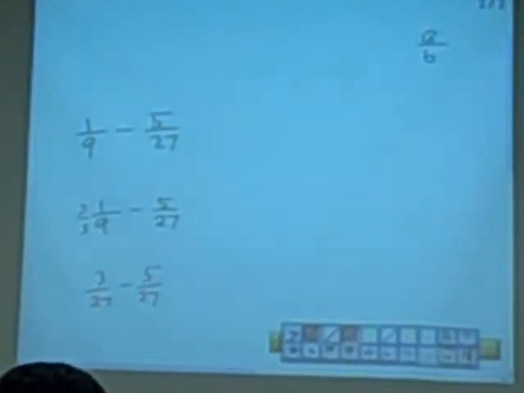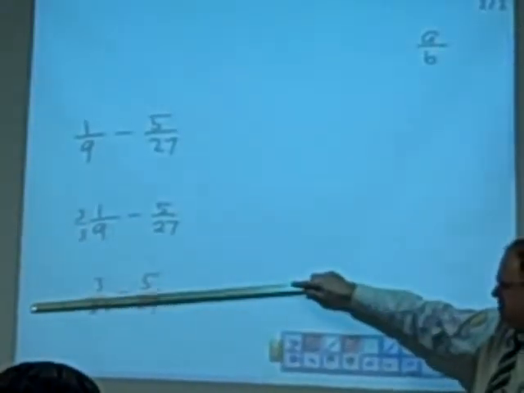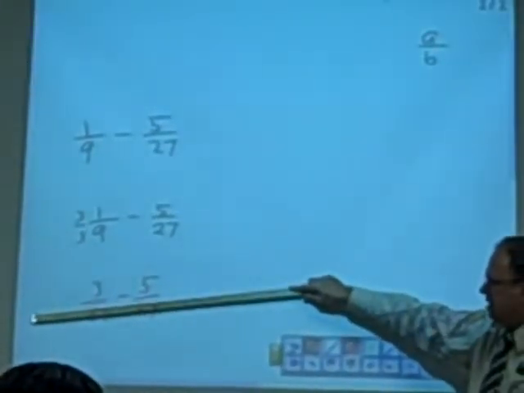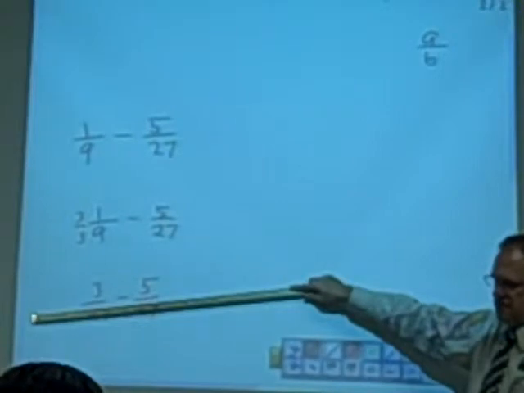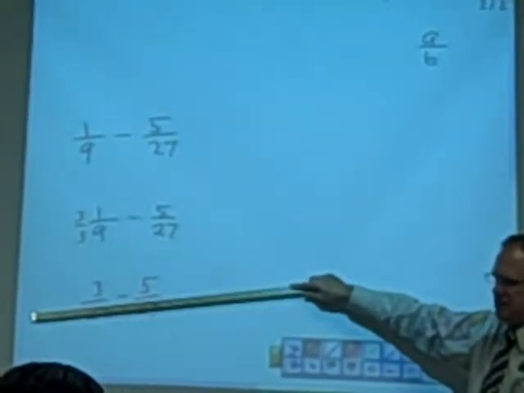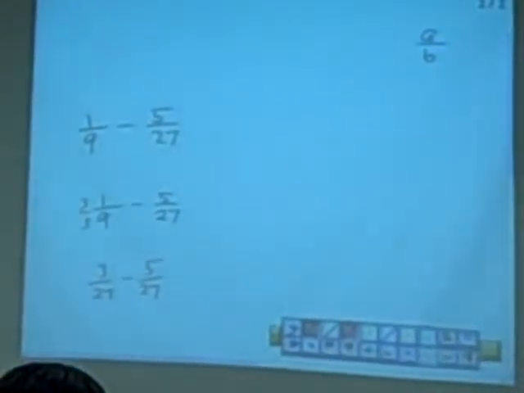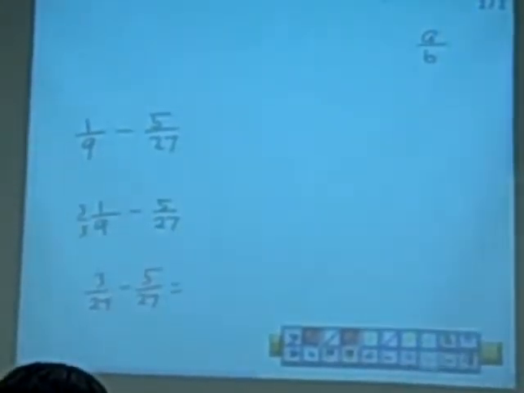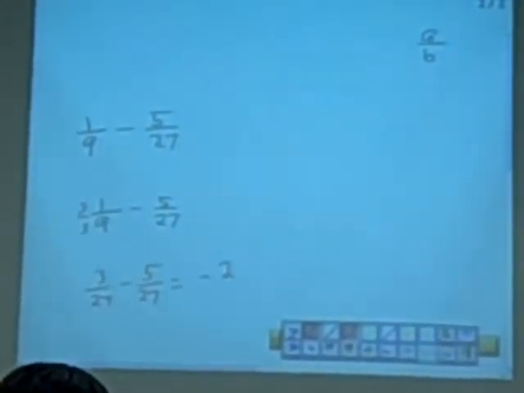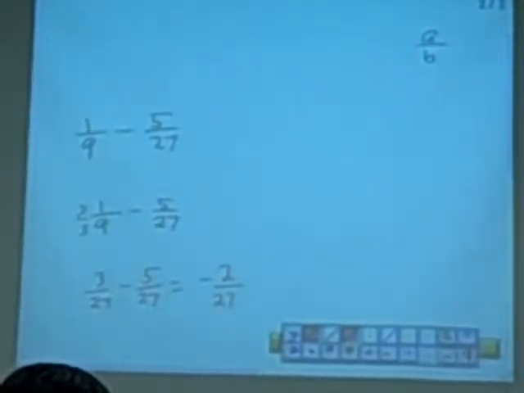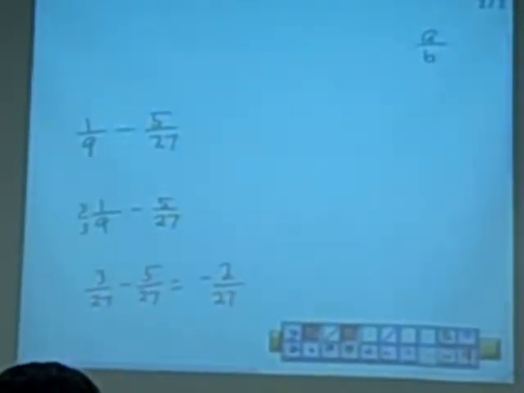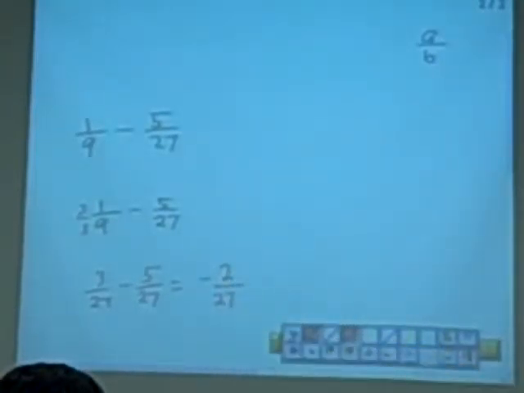Now, if we just looked at this as just 3 minus 5, right, what do we have? Just no denominator, just 3 minus 5. -2. So with a fraction, it's going to be -2/27. Okay? And then from there, you want to see if you can simplify, which in this case we can.